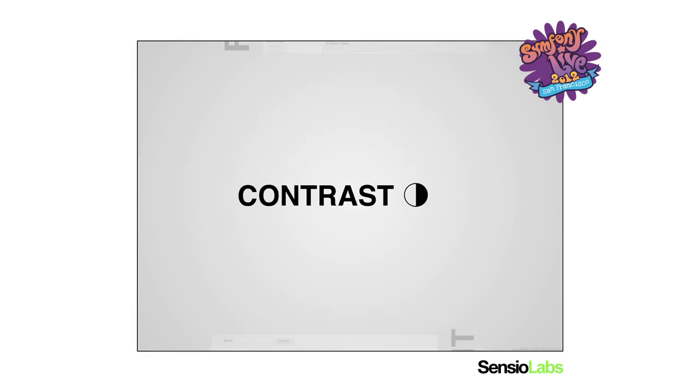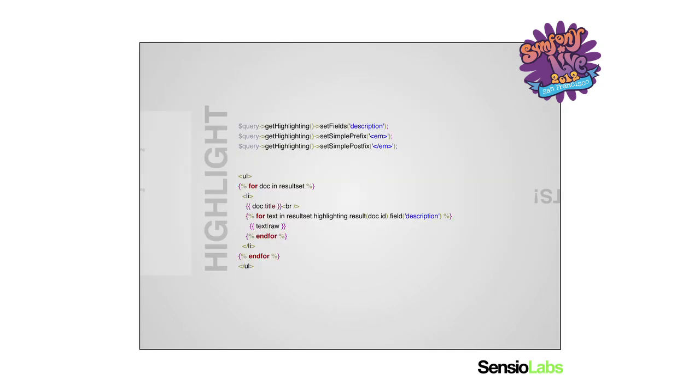Now, let's add some contrast in our results. In this search engine, I search for form, and my form keywords are highlighted in the results. It's good. So to do that, we have to use the highlighting component.